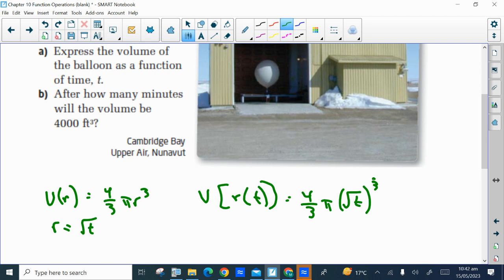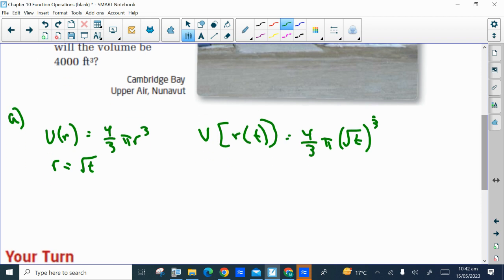But because part B asks us to find the volume, or excuse me, the time, when the volume will be 4,000 cubic feet, I will leave my expression the way it is. Our volume is 4,000 cubic feet. We want to know what value of t will give us that. And actually, I think looking at this now, I will change it to power 3/2 because we want to solve for t.